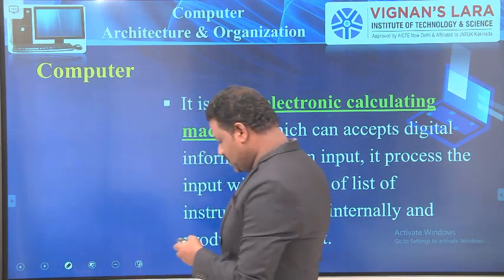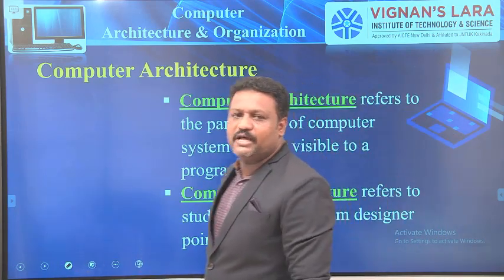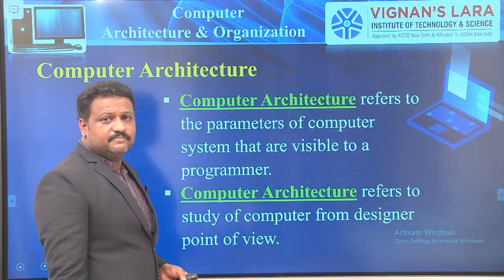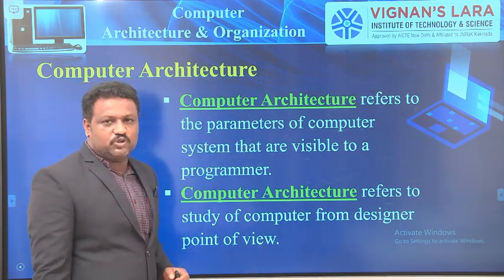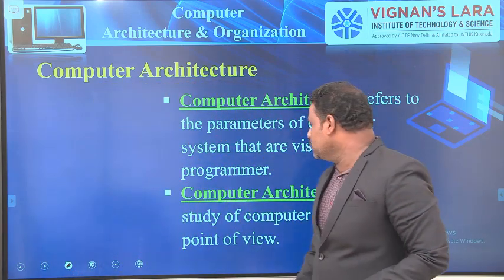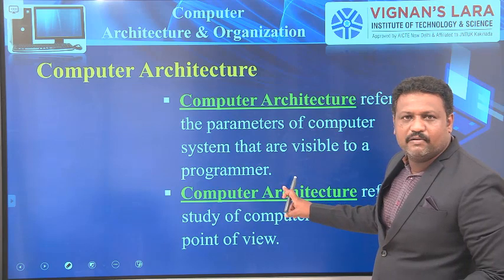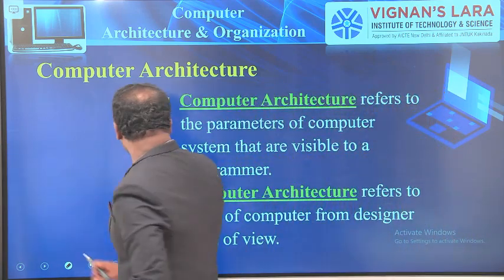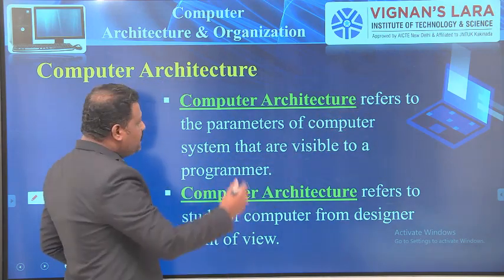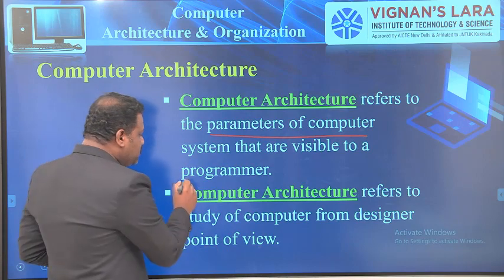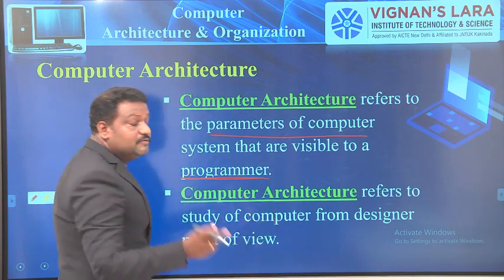Fine. We can go and see first what a computer architecture is. The computer architecture refers to the parameters of a computer system which are visible to the programmer. I repeat. What a computer architecture is? The computer architecture refers to the parameters of a computer system which are visible to the programmer, not for the user.